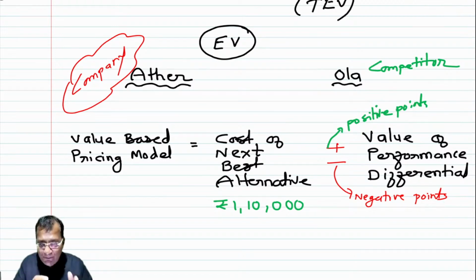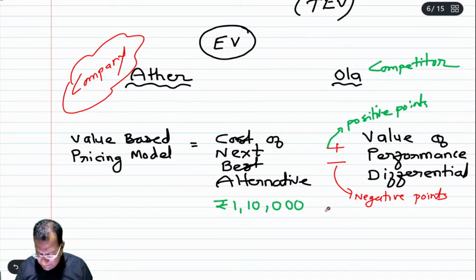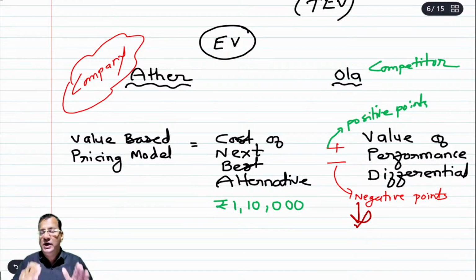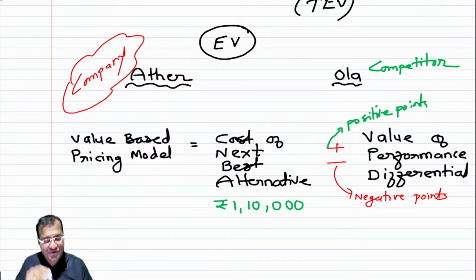So for every positive point, I will increase this value. For every negative point, I will decrease this value. In this way, I will find out the customer perception about its value. What should be the value, keeping in mind the competition reality along with the added benefit of my product and the negative features of my product.